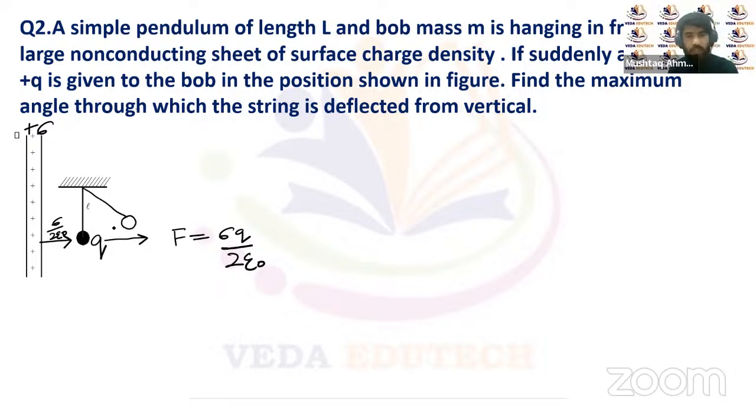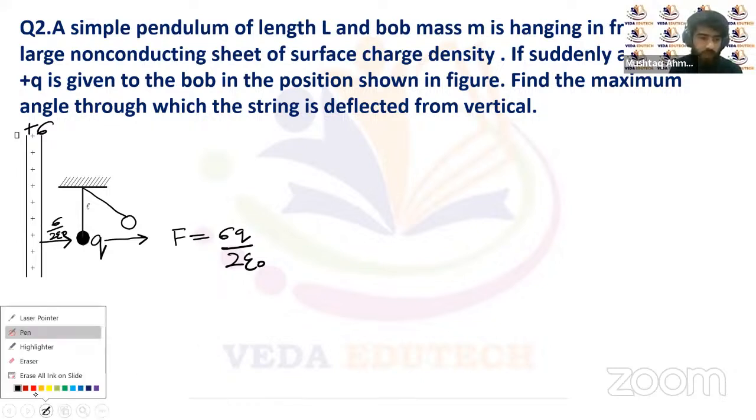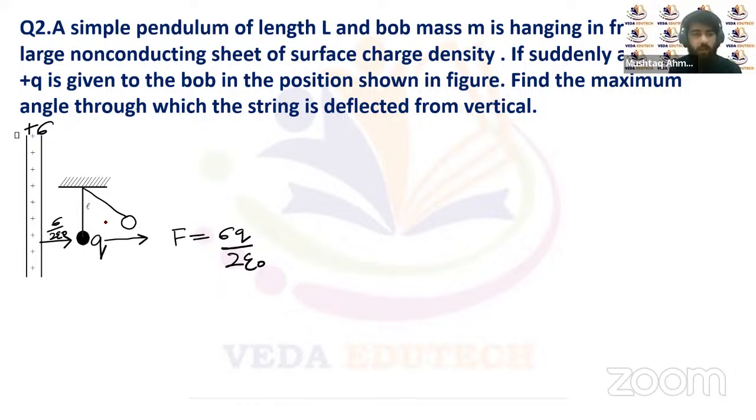Maximum deflection, and at this maximum deflection the net force on this bob will be zero, right? So the net force on this bob will be zero, or we can say that at this position the bob will be at equilibrium. Now we have to find this maximum angle, right? This will be the maximum angle theta here, right? Now this theta we have to calculate, right?